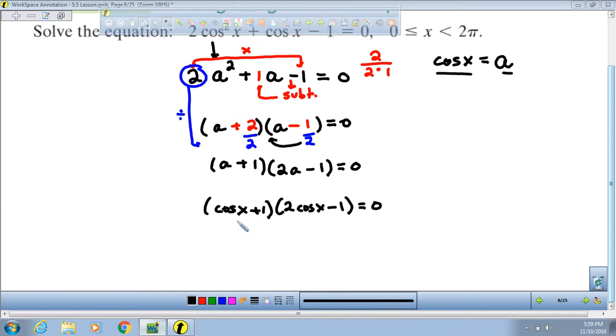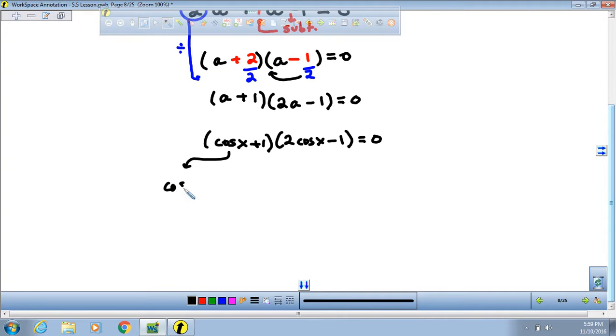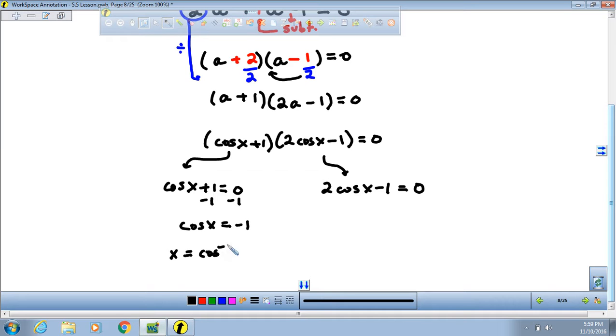Okay? So then you set them each one equal to 0, right? That was the procedure. So cosine of x plus 1 equals 0. And this one, 2 cosine of x minus 1 equals 0. Solve for x, so I move the 1 over, so you get cosine of x equals negative 1. And to get rid of the cosine, you do the cosine inverse of negative 1. Okay? So that means what? That you're finding an angle for which the cosine inverse equals negative 1.